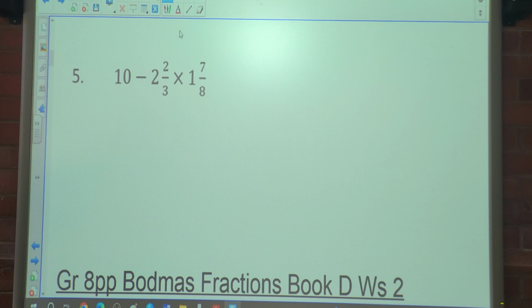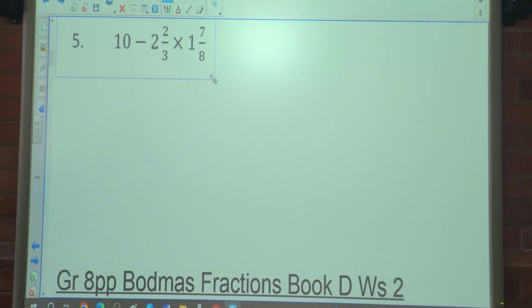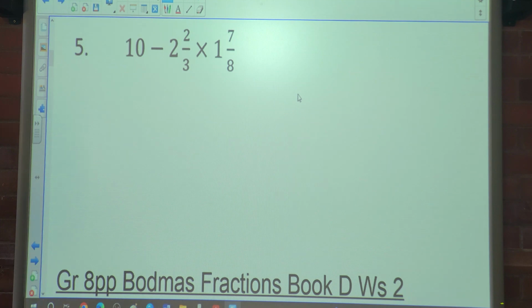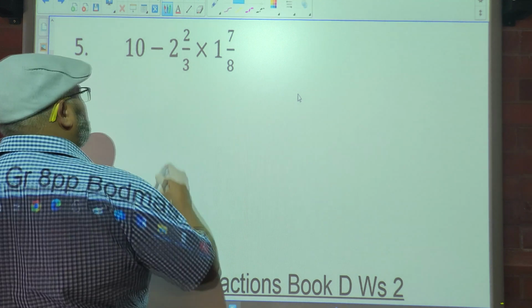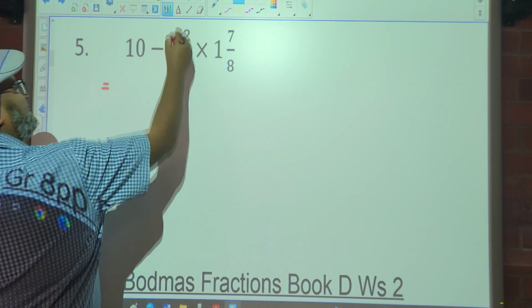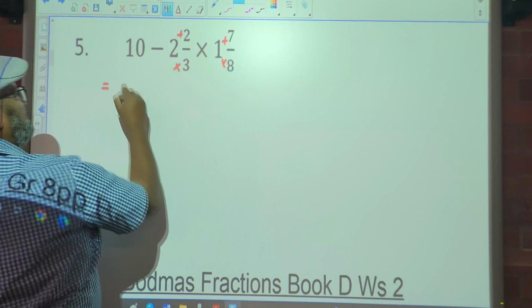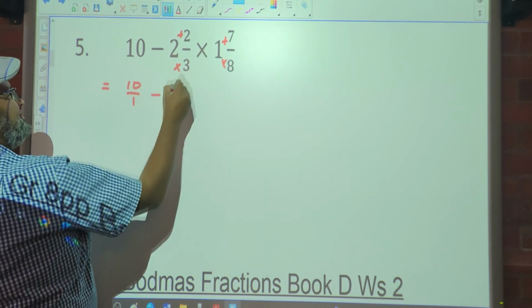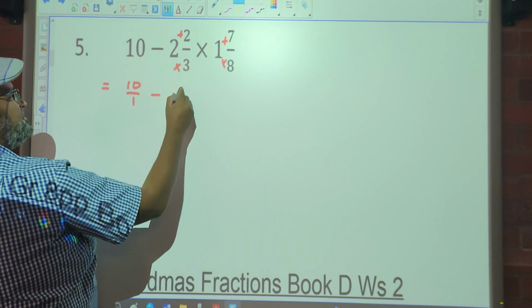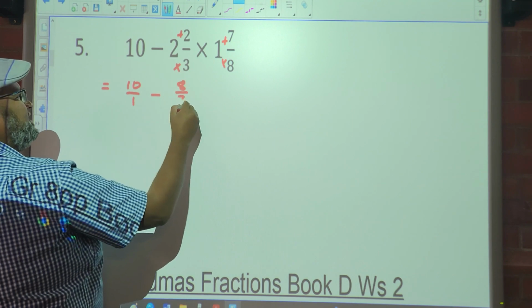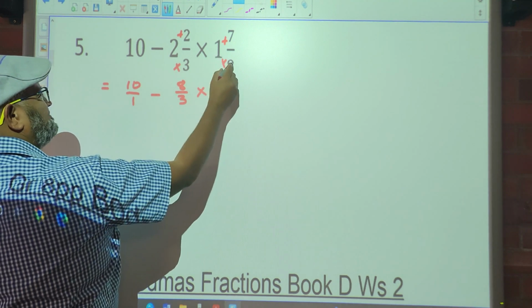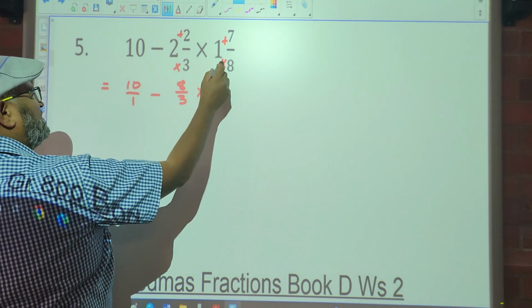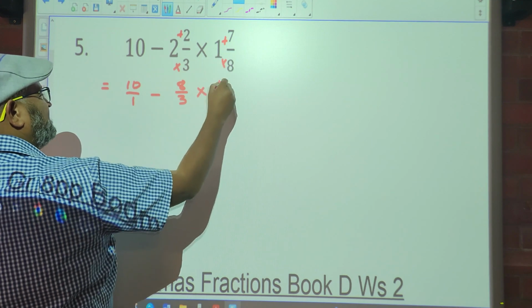Number 5. Here we have 10 minus 2 and 2/3 multiplied by 1 and 7/8. What needs to be done first? Multiplication. But we need to change to improper fractions first. So this is 10 over 1 minus 3 times 2 is 6 plus 2 is 8 over 3, multiplied by 8 times 1 is 8 plus 7 is 15 over 8.